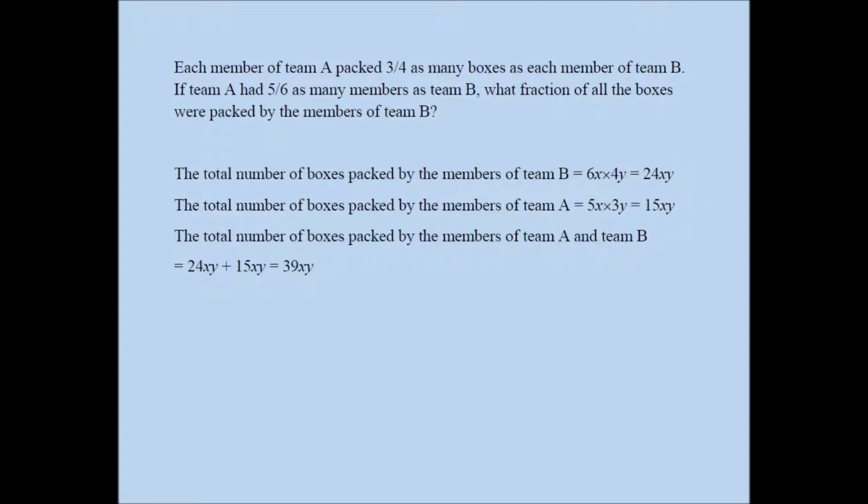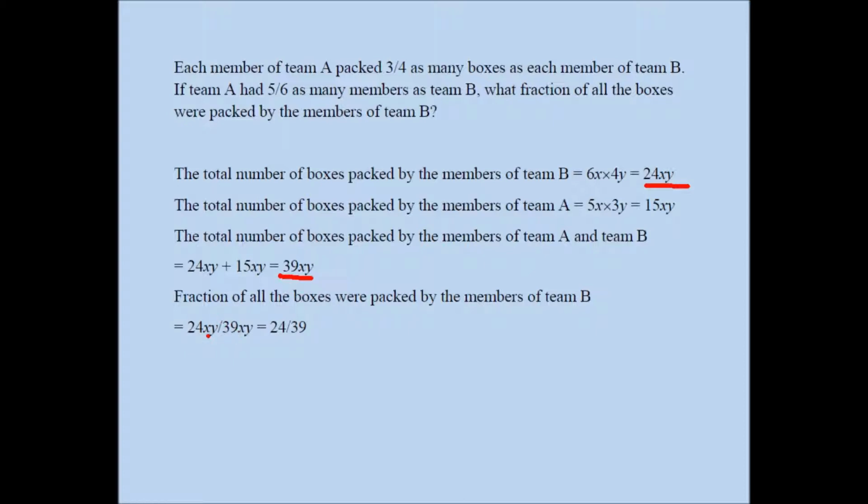So let's go ahead and do it. It turns out to be 24xy divided by 39xy. You can cancel xy in this manner, and you will be left with 24 over 39. So it kind of makes sense, since B had more members and each member of Team B packed more boxes, that the total number of boxes packed by the members of Team B is more than 50%.